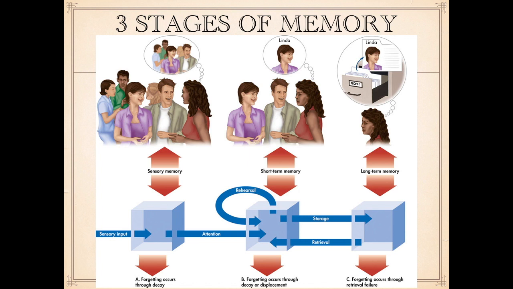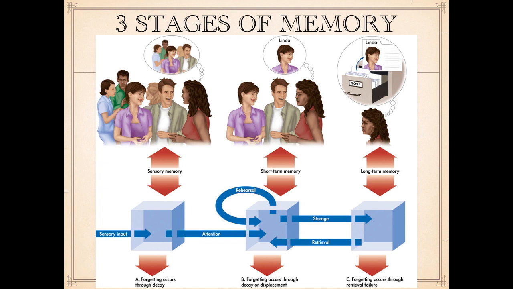So let's walk through this example. The woman in red sees and hears through her senses the name Linda. She attends to the information and rehearses the name and image of Linda in her short-term memory. She then stores the information in her long-term memory, much like a file going into a filing cabinet, until it's needed later.